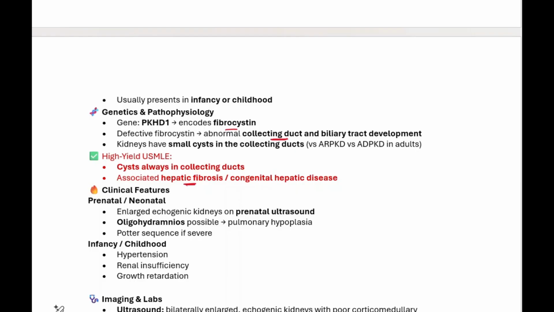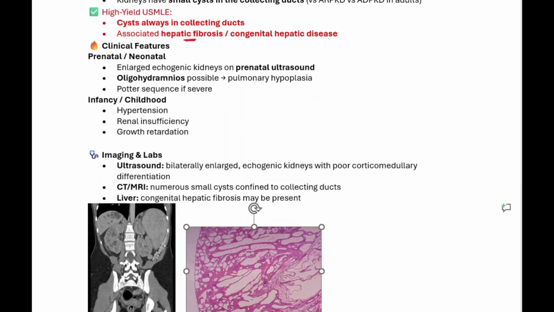And when we look at clinical features, prenatal or neonatal, they're going to have enlarged echogenic kidneys on prenatal ultrasound, and this is usually bilateral. Remember, as opposed to multicystic kidney disease, which could be unilateral, most of the time this one is going to be bilateral, and because of that, this could lead to oligohydramnios. And like we mentioned, oligohydramnios will also lead to what? Very good. So they could also develop Potter sequence. So they could have pulmonary hypoplasia. And in infancy and childhood, they could develop hypertension.